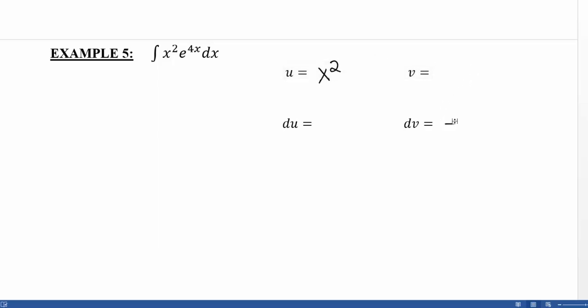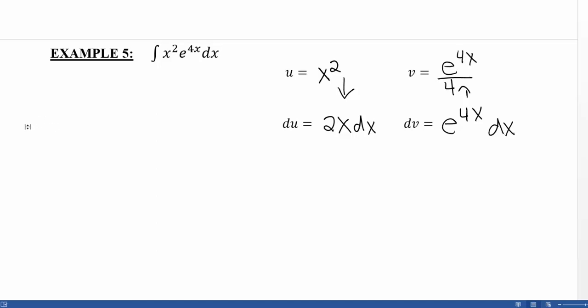So dv is everything else, which is e to the 4x dx. So du, the derivative of u, will be 2x dx, and v, the antiderivative of e to the 4x, is e to the 4x divided by 4. So remember the extra special formula we had where if you have a constant up in the power, you have to remember to divide by that constant. So now we have all our pieces and we're going to put them back together using our formula.